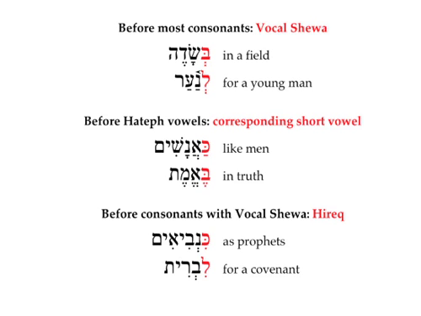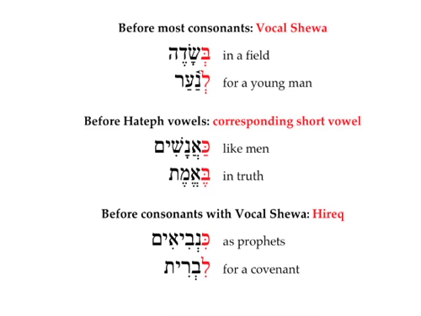So in our first example, ka-anashim, like men, the inseparable preposition kaf is spelled with patach because the syllable to which it is prefixed begins with hatef patach. In our second example, ba-emet, the inseparable preposition is spelled with segol because it's prefixed to a syllable that begins with hatef segol. All right?